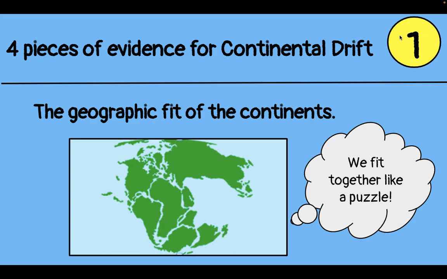So if you look here, there's number 1. This is our first piece of evidence. The first thing he said was, hey, guys, look, the geographic fit of all of the land kind of fits together. So if you look at South America and this part of Africa, well, what is now Africa, look like they kind of fit together like a puzzle. It's kind of ironic, and that's something that Mr. Wegener said often to his fellow scientists. Look, I think this could be true because look how they fit together.